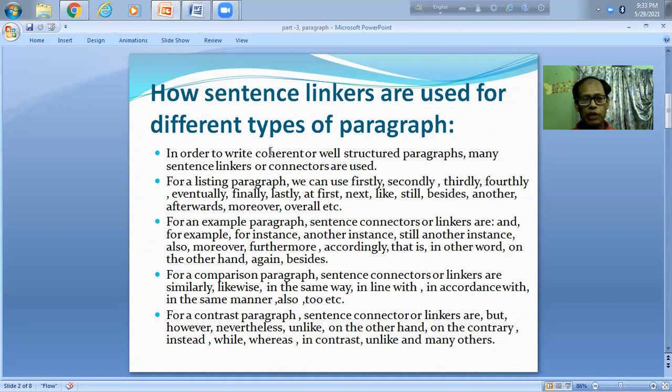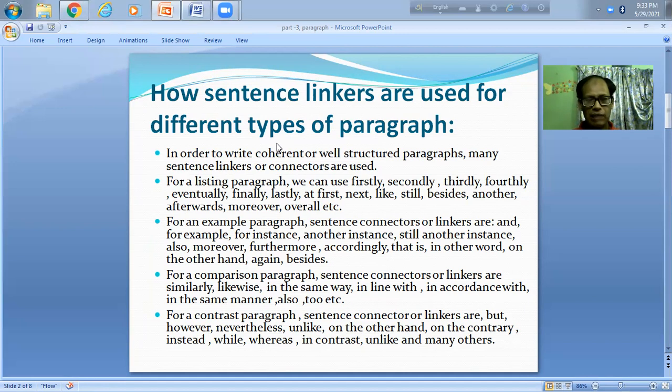For a listing paragraph, we can use firstly, secondly, thirdly, fourthly, eventually, finally, lastly, at first, next, still, besides, another, afterwards, moreover, etc. For an example paragraph, sentence connectors or linkers are and, for example, for instance, another instance, still another instance, also, moreover, furthermore, accordingly, that is, in other words, on the other hand, again, besides.